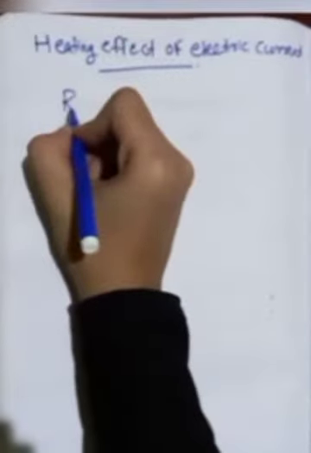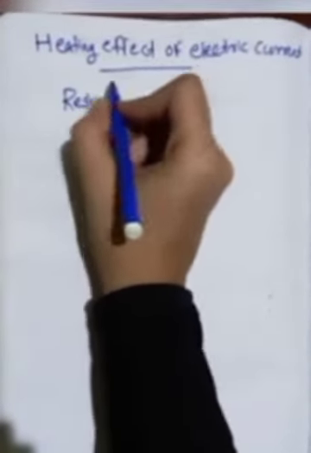What is a resistor? A resistor is a device that provides resistance. Then what is resistance? Resistance is the property in which the flow of electrons gets blocked.